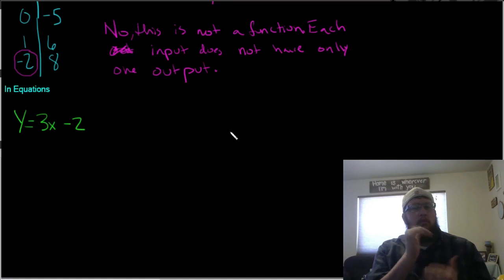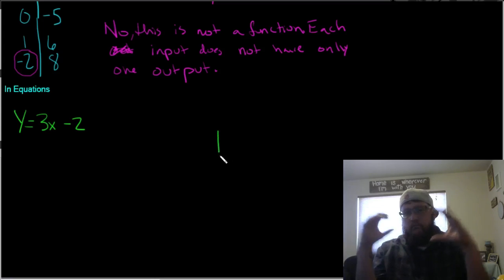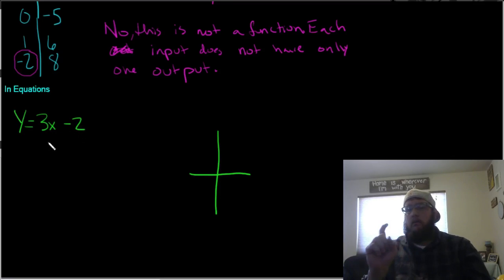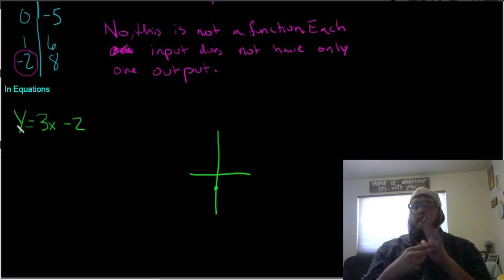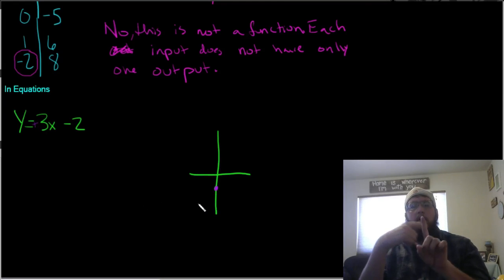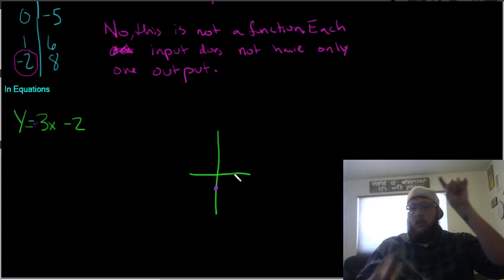So let's go ahead and just do a basic graph of what this might look like. Well, we know that this is in the form y equals mx plus b, so this is a line. X is to the first power, so we know that this is a linear function. We know that our b value, or our y-intercept, is negative 2, so it's going to cross down here. I'll use a different color. It's going to cross down here. And this is a positive slope, so we know that it's going from left to right in an upward trend.